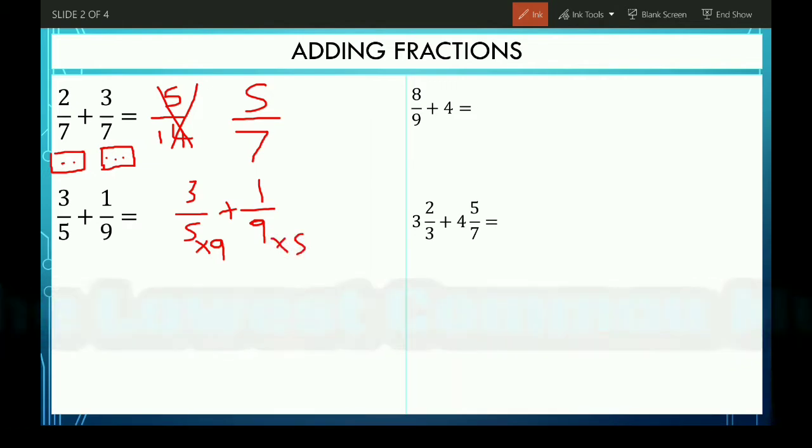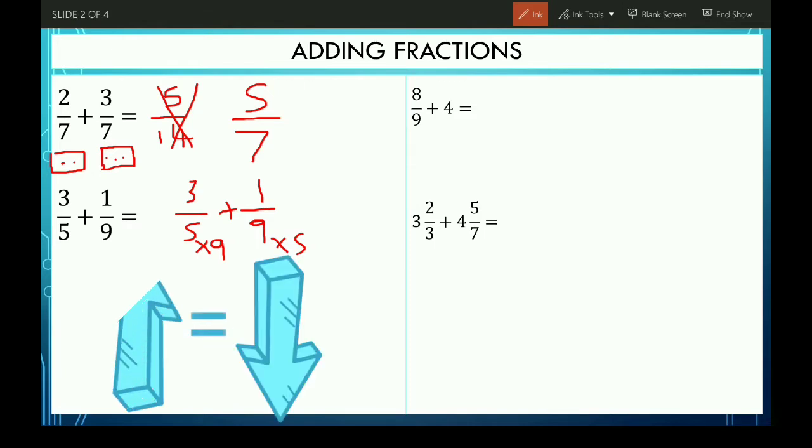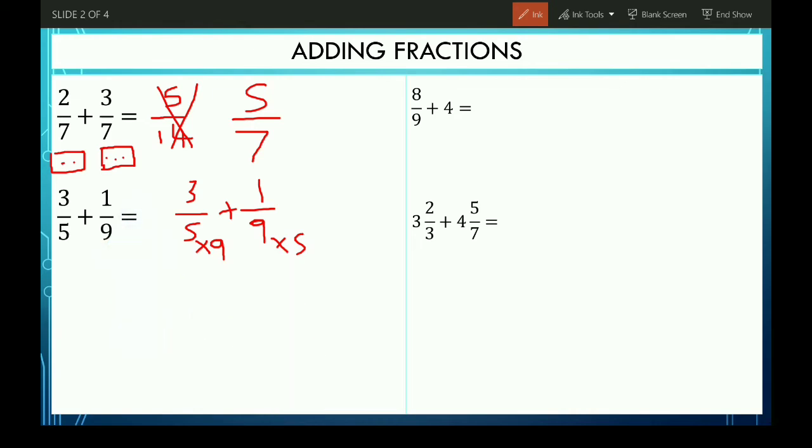Because 5 times 9 is 45. 9 times 5 is 45. Now, because we're dealing with fractions here, whatever I do to the top, I've got to do to the bottom. Whatever I do to the bottom, I've got to do to the top. So in this case, I've done 5 times 9 to the denominator. So I need to do times 9 to the numerator here. And I need to do times 5 to the numerator here.